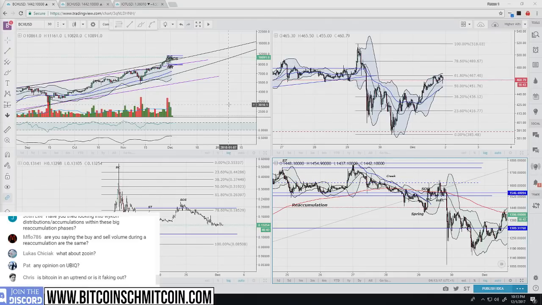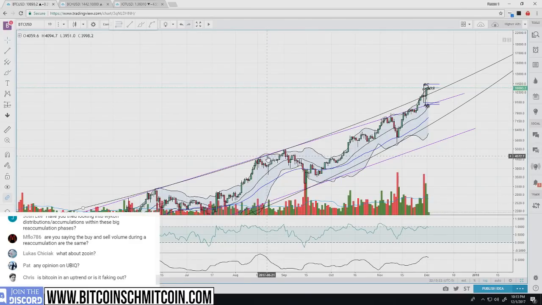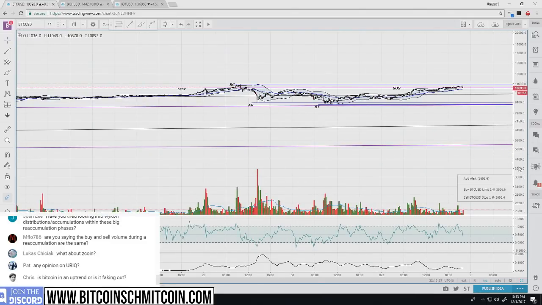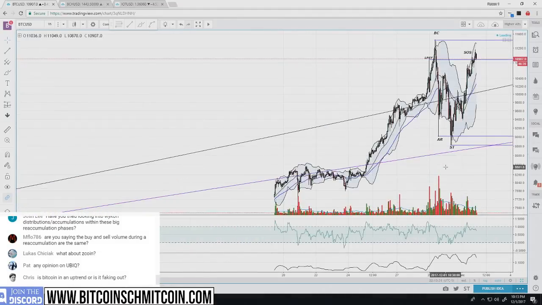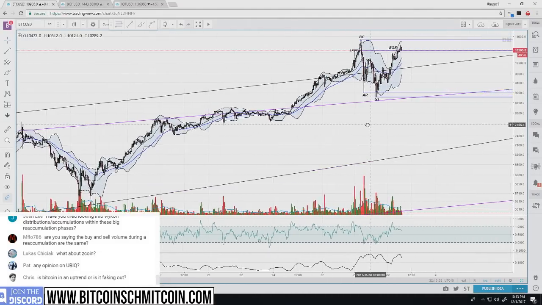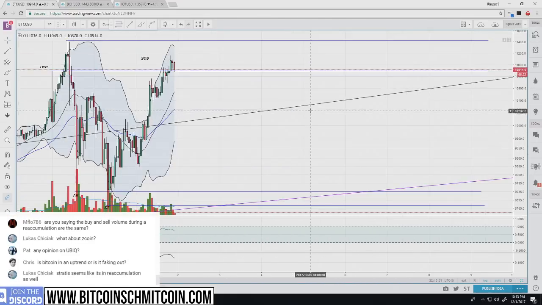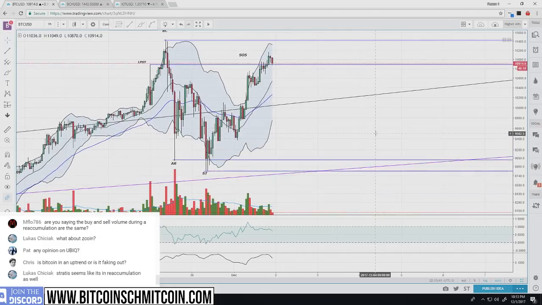Is Bitcoin in an uptrend or is it faking out? Well, that's the big mystery, right? I don't think it's faking out because it's definitely in an uptrend, and it's in an uptrend until proven otherwise, right? Look, since I started this stream, we started to head back down toward this last point of supply here within the reaccumulation phase.